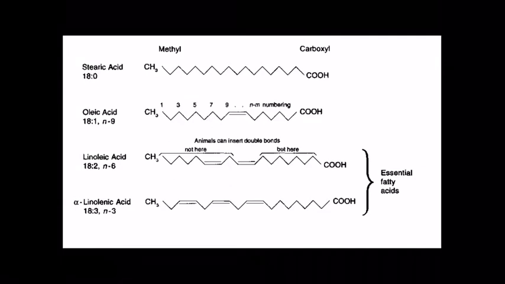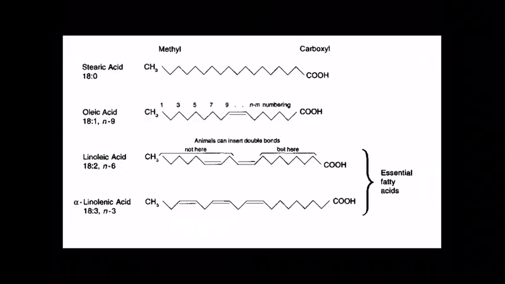Okay, let's see here. What else? Let me scroll to where we are in the notes. So we talked about saturated fats, monounsaturated fats, and polyunsaturated fats. What we're looking at here is a chart that shows the shorthand of a number of common fatty acids. We have stearic acid on top. It's an 18 carbon saturated fat. We can tell it's saturated just by looking at it, because all of the bonds in between the carbons are single covalent bonds.